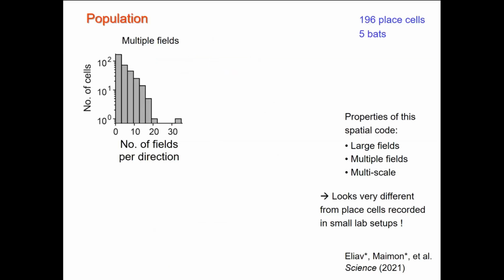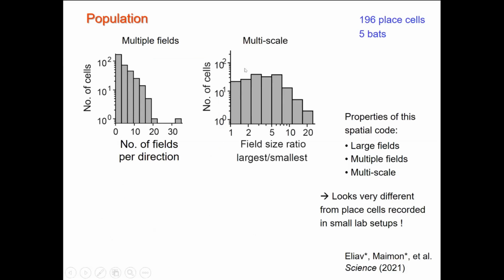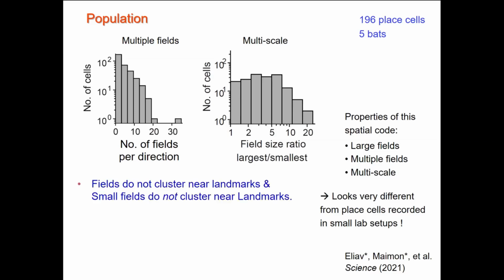And there were examples. This is the population. So if you look at the number of cells with various numbers of fields, you see that there are many neurons with 10 place fields per direction, or even 20 place fields per direction. So certainly not one Gaussian, but many fields per direction, per flight direction. And if you look at this multi-scale property, this is the field size ratio, the largest divided by the smallest field size for the same neuron. So we see ratios of 5, 10, and even 20. 20 means that a particular neuron might have a 1 meter place field here and a 20 meter place field over there, right? So very different resolutions in different locations.